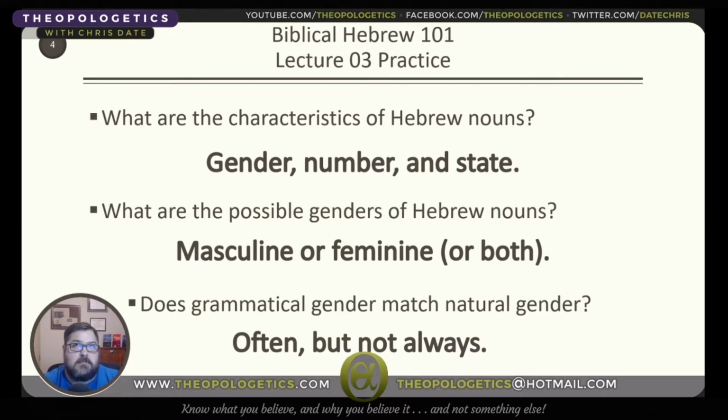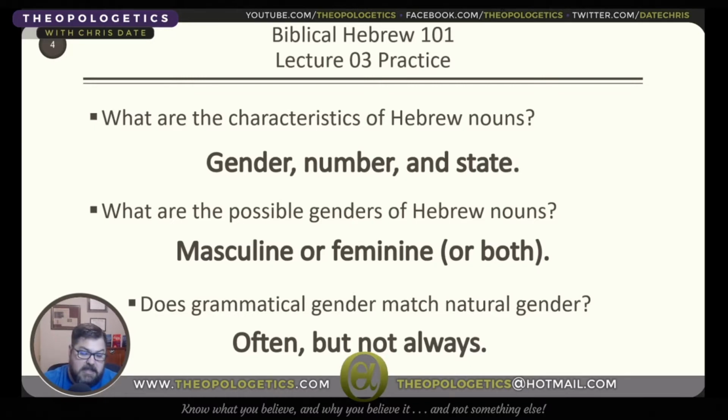The same kind of match happens with bat, which means daughter. Bat is feminine grammatically, and a daughter is a female. So those match. But then you have words like berit, meaning covenant, and Torah, meaning law, and others, which have no natural gender. And it's just going to either be a masculine grammatical gender or a feminine one. So they don't necessarily match.